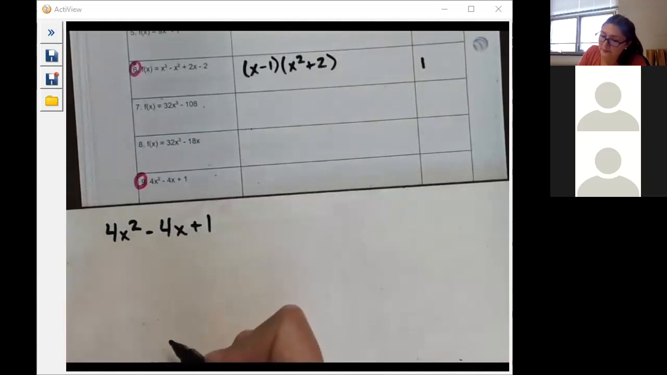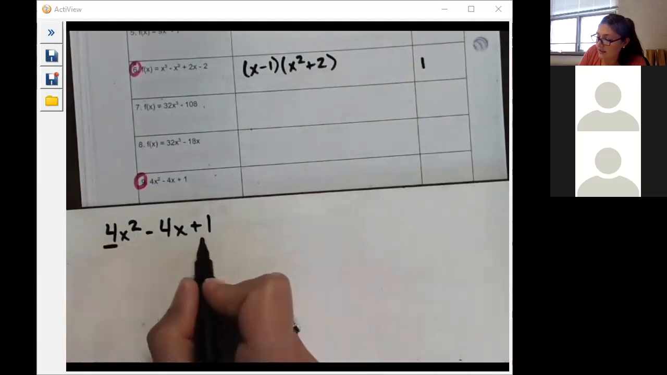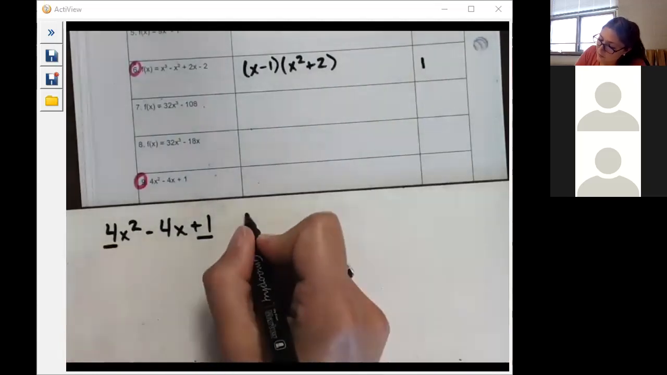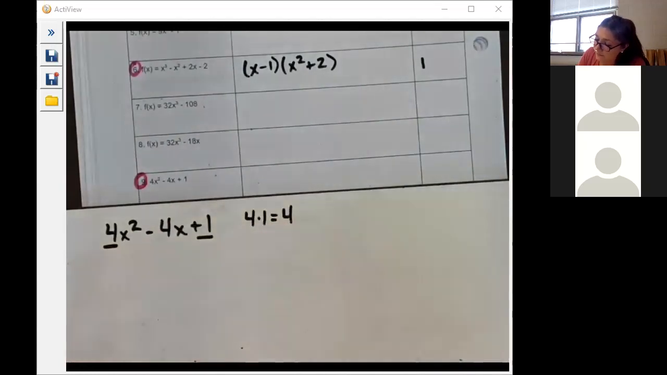No GCF here, 3 terms, so I'm going to use the AC method. I need my leading coefficient and my constant term, and I'm going to multiply them together. So 4 times 1 gives me 4. And I want factors of 4 that add to negative 4.